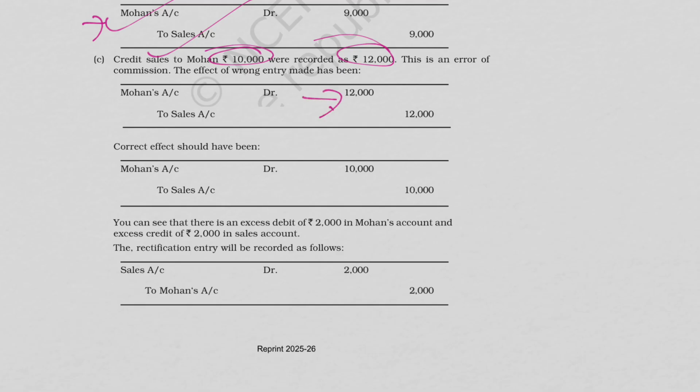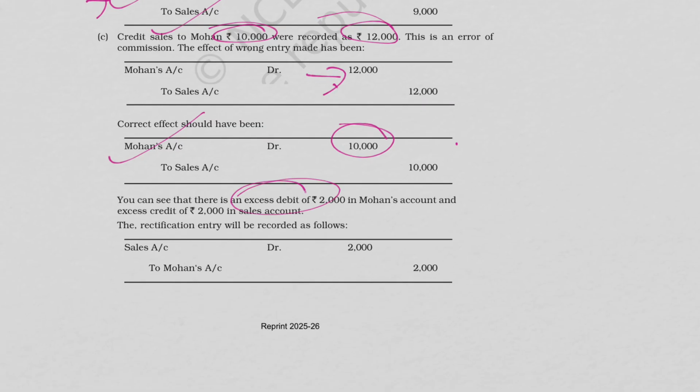Mohan's account 12,000, sales 12,000. Correct entry should have been 10,000; instead of 12,000 you should have recorded only 2,000 less. So basically you have recorded an excess of rupees 2,000. So Mohan has an extra debit of rupees 2,000 and sales account has an extra credit of rupees 2,000. So in order to remove the excess amount, you have to just reverse this. So sales account will debit 2,000 and Mohan's account credit rupees 2,000.